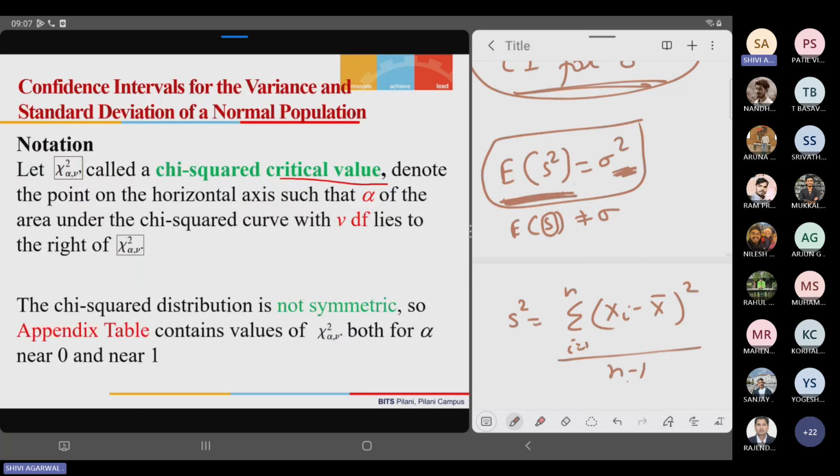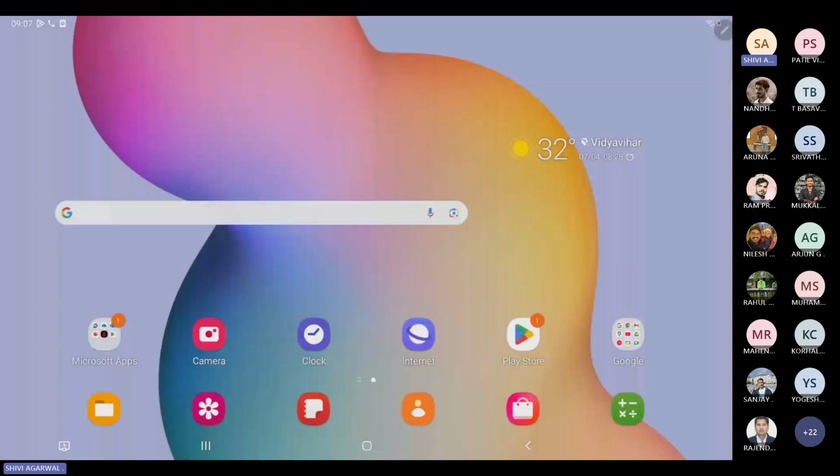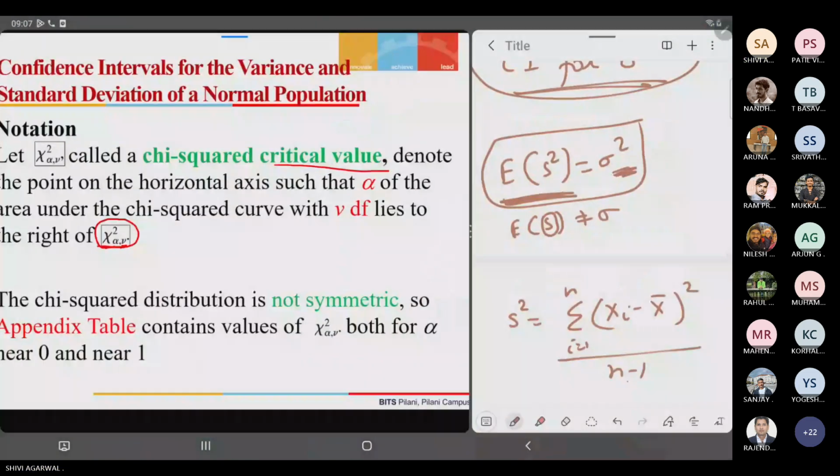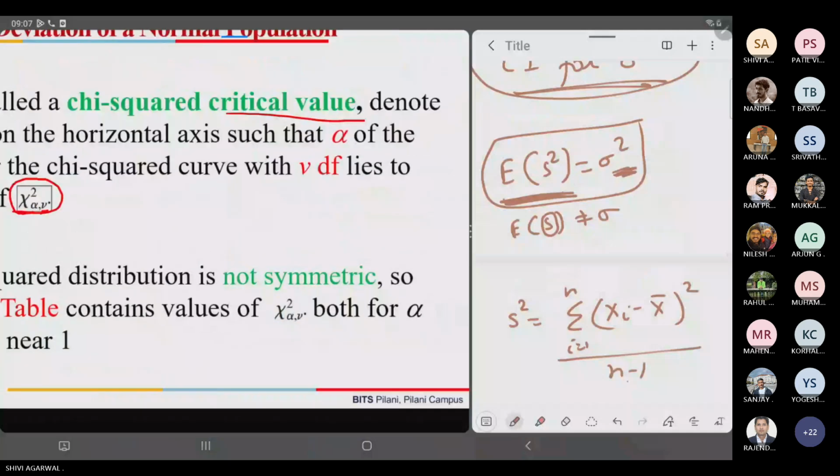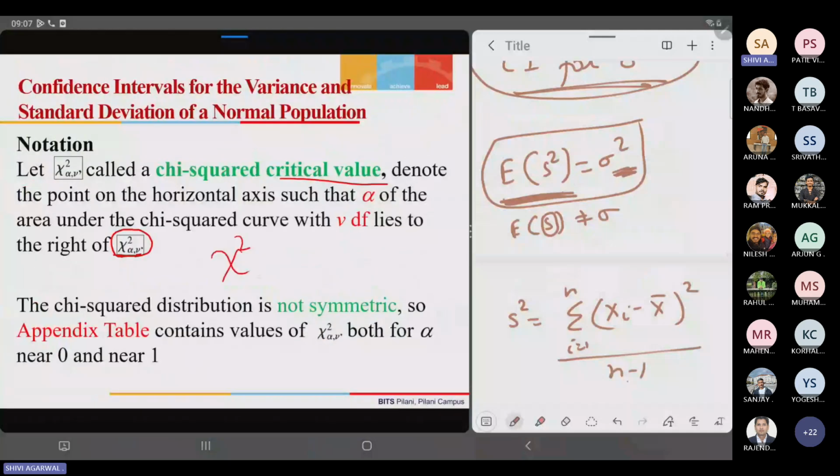So the critical value is denoted by chi-square alpha with degree of freedom nu. Here it is chi-square alpha, where alpha is the right-hand side area of the curve, and the degree of freedom is n minus 1. So nu is equal to n minus 1 degree of freedom here. Got it?